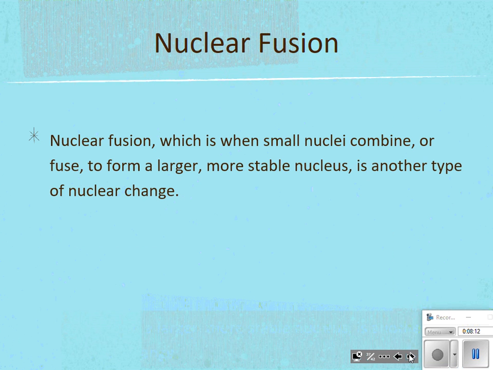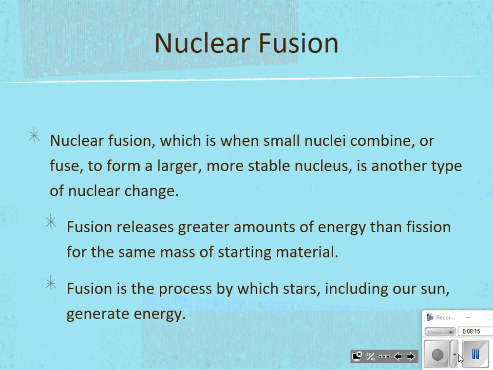That was fission. Let's talk now a little bit about fusion. Nuclear fusion is when we have smaller nuclei combining to form larger, more stable nuclei. So in fission, we had a large nucleus that was broken down into two smaller, more stable nuclei. In fusion, we have two smaller, less stable nuclei that come together to form a larger, more stable nucleus.